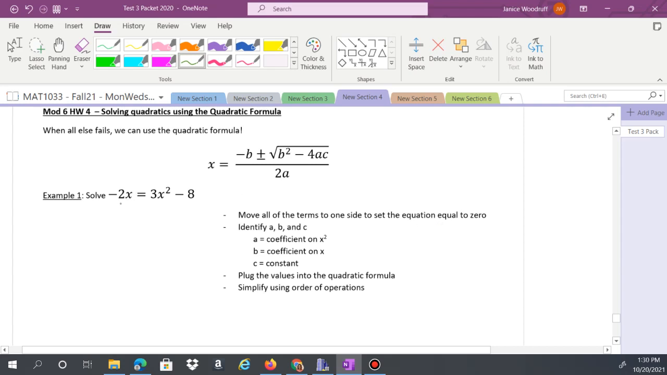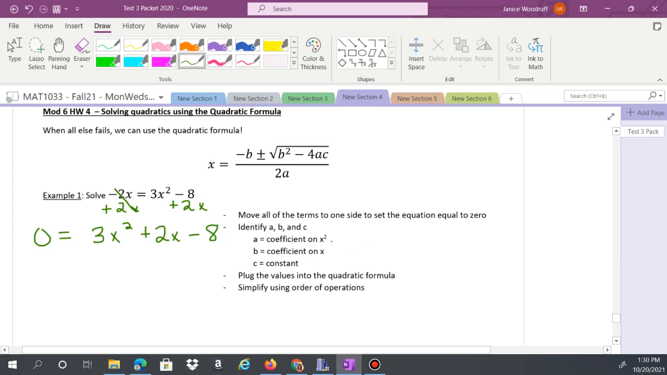So for this example, let's say I'm going to take this negative 2x and I'm going to move it over here. I can't actually add this to anything because there's no like terms. I do want to write this in this order here. So you have 3x squared plus 2x minus 8. So I'm pulling the signs from the front.